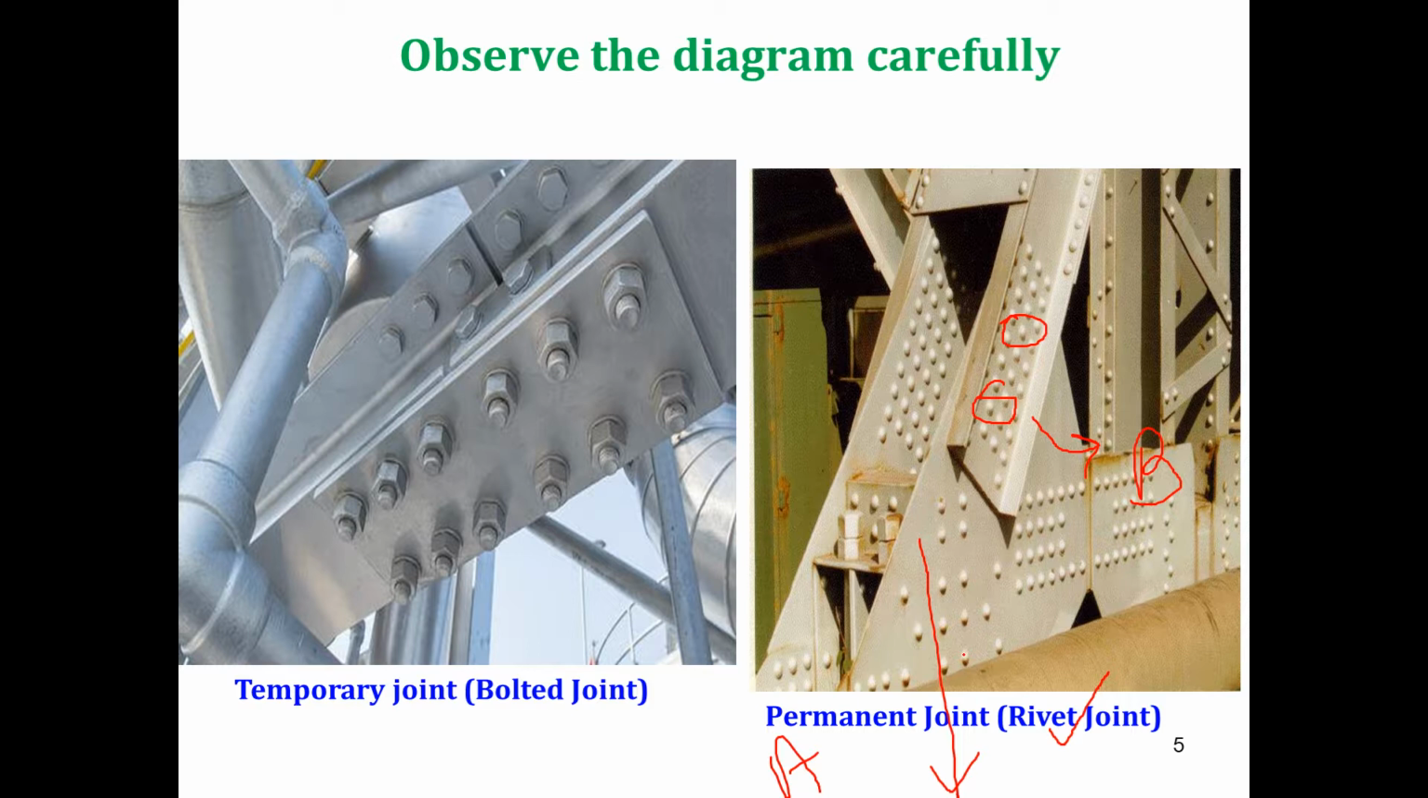Yes or no? Okay, fine. So now you have understood what a rivet joint is, and what a bolted joint is, by schematic diagram. But bolted joint is a classification of temporary joint, and rivet joint is a classification of permanent joint. So now let us understand what is a permanent joint and what is a temporary joint.